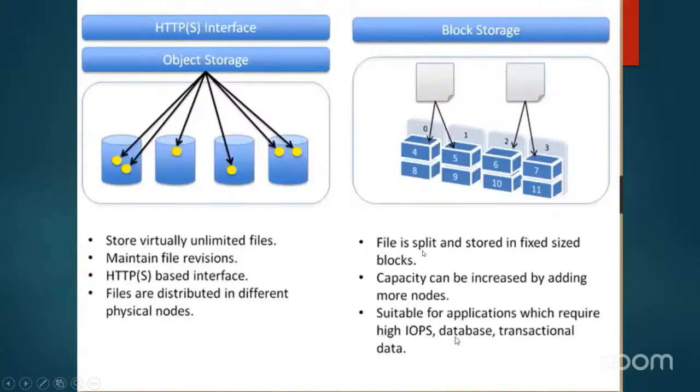It means the file is split into a number of fixed size blocks. Here it is stored in the nodes, like the file version. The complete file is going to be stored here. The file is not going to be split anywhere. Here we are splitting the file, but here the entire file is stored in one object. This is object storage. This is block storage.